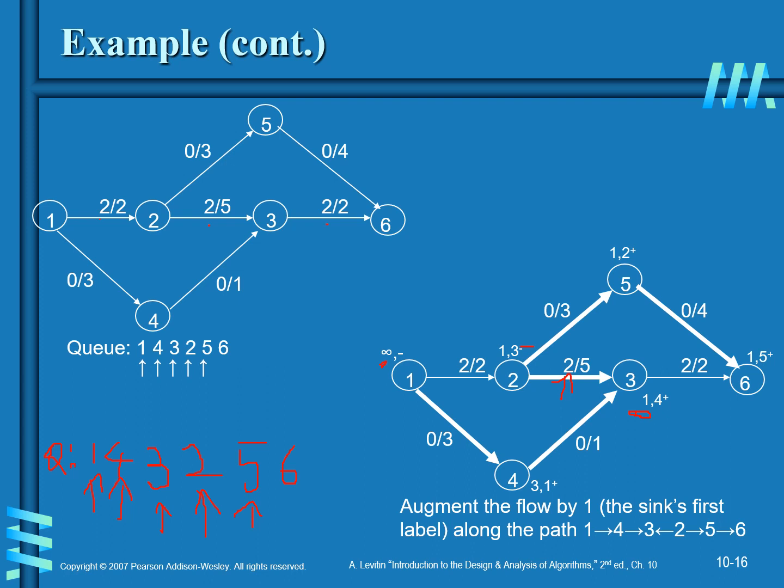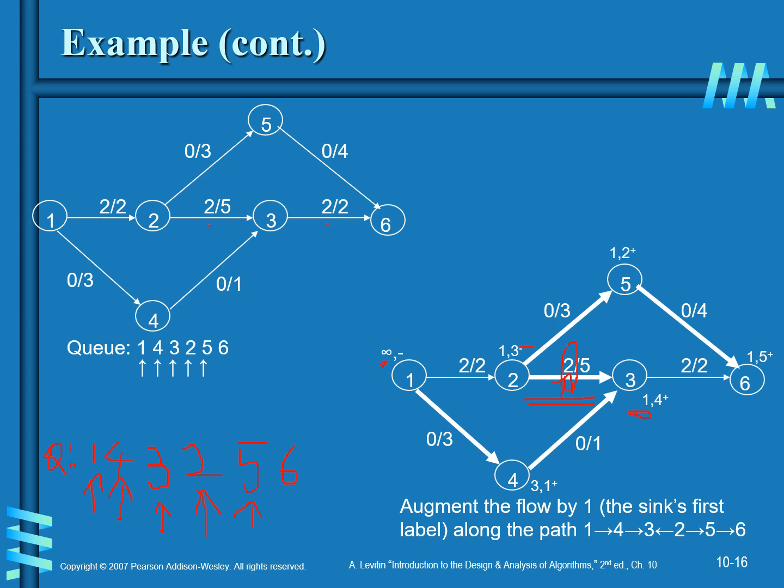This is labeled with minus. This vertex is labeled with minus. Vertex 2 has been reached. Here it is labeled with minus. So on this edge, you have to decrease this current flow by 1 unit. So 2 minus 1, 1.